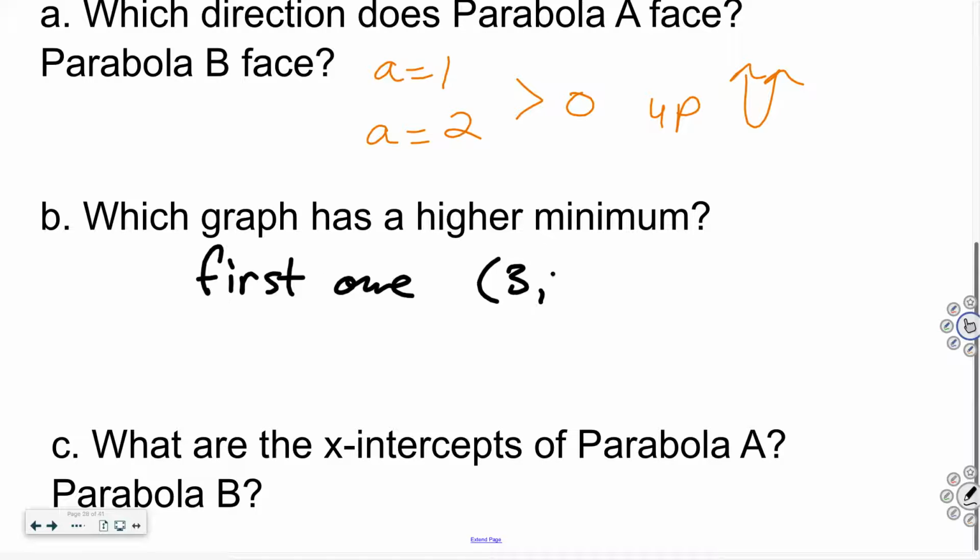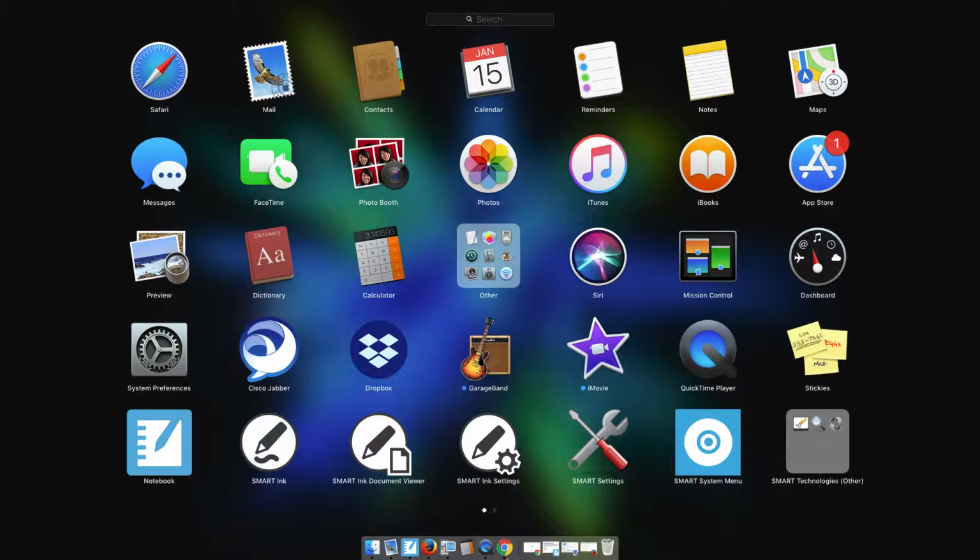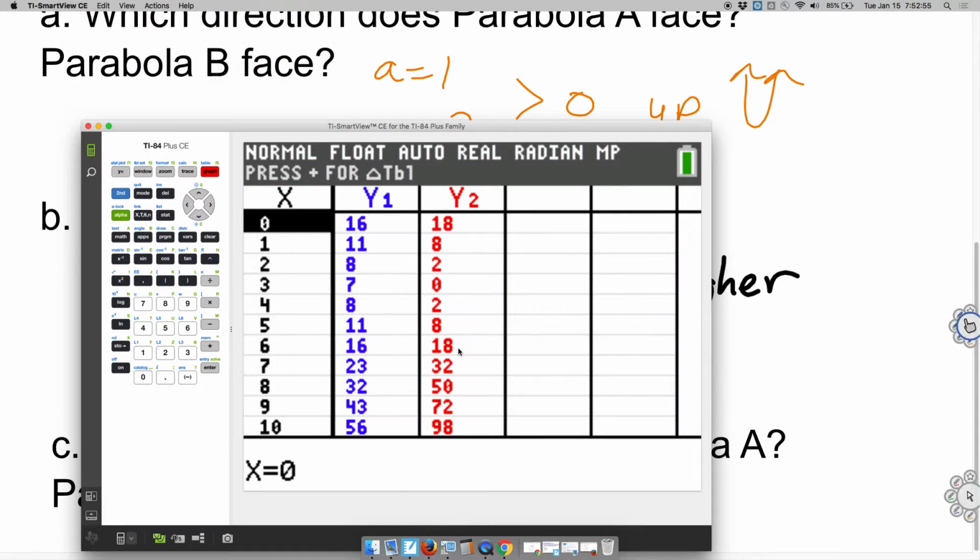And it was 3, 7, and the second was 3, 0. Okay, so this is higher. Okay, and what are the x-intercepts for parabola A, which was y1? I'm sorry, what are the x-intercepts of parabola A and parabola B?